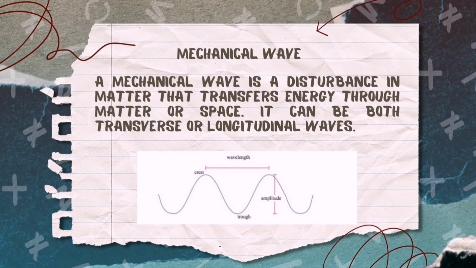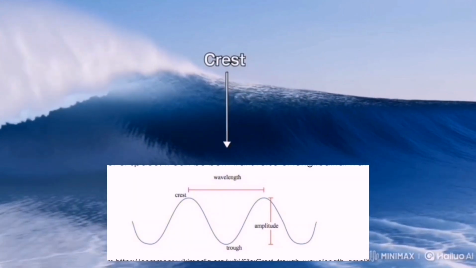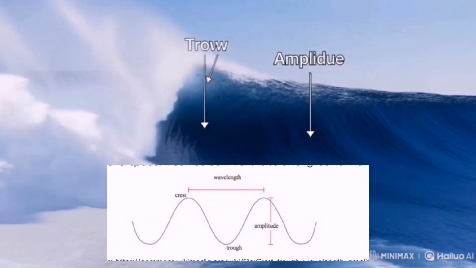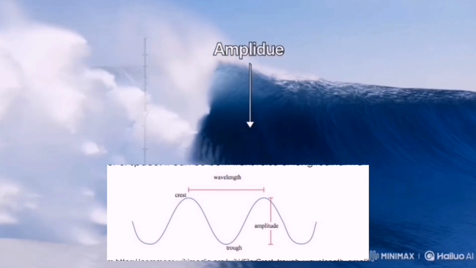Quick check on wave parts. The high point is the crest, and the low point is the trough. The height is the amplitude, a measure of the wave's energy.